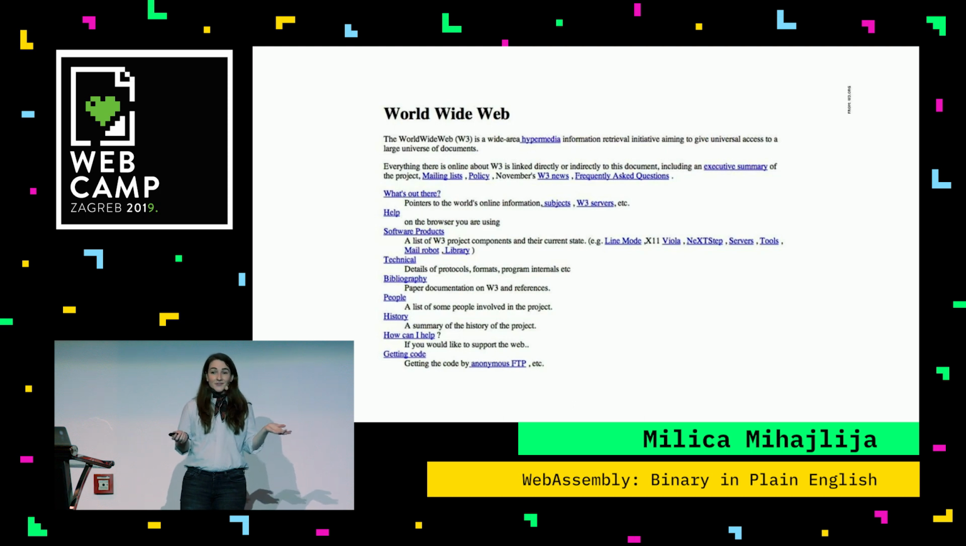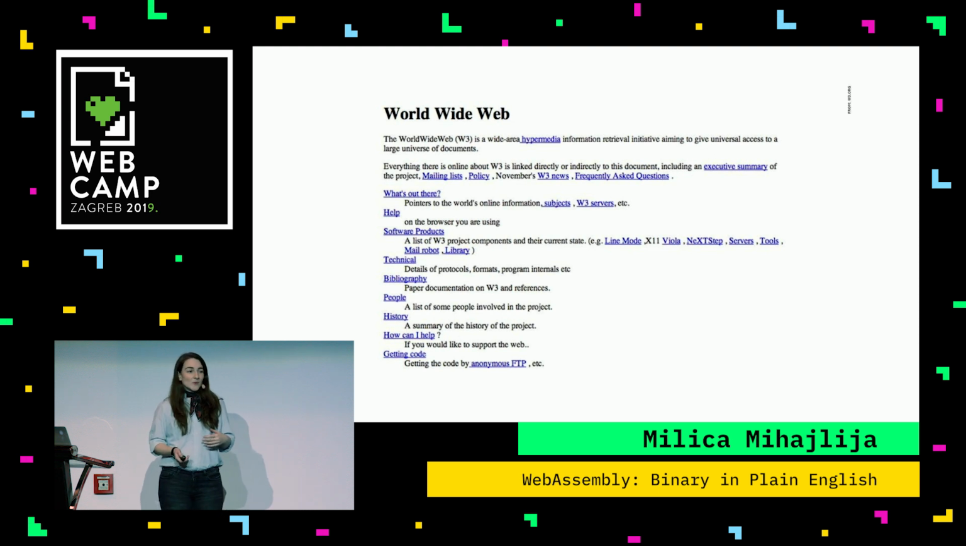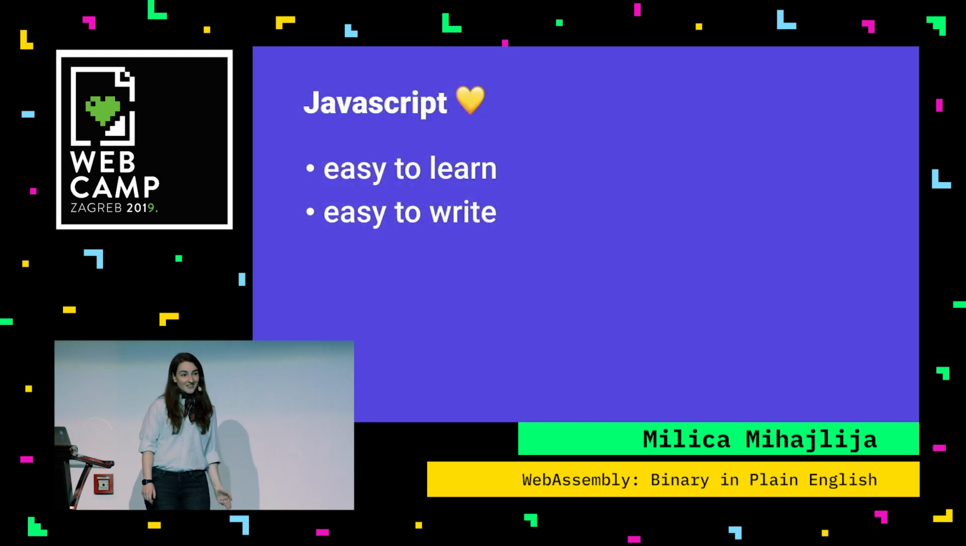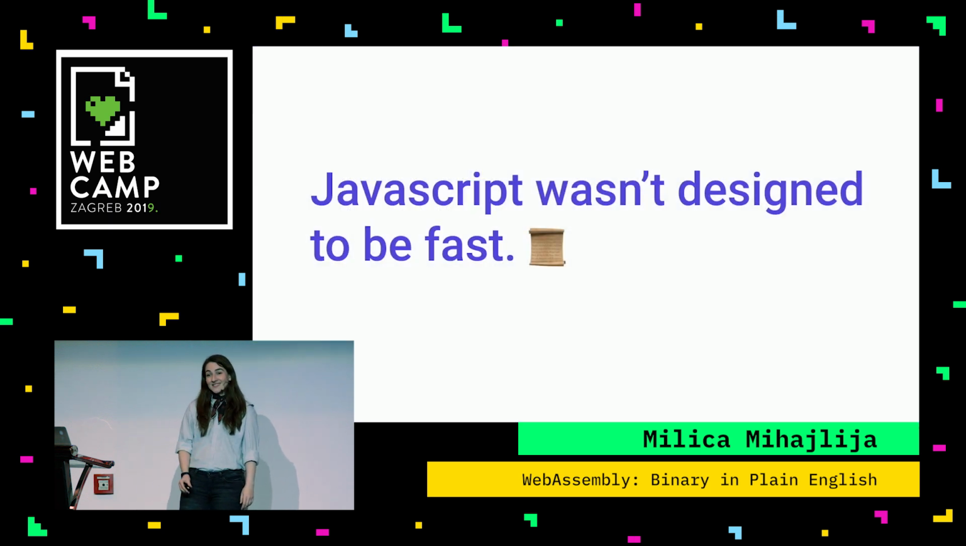This is a screenshot of the first website ever that Tim Berners-Lee published over 30 years ago. At the time, the web was just hypertext, text, and a little bit of links. JavaScript was invented at the time to bring some interactivity to the web. So it was designed to be easy to learn and easy to write. But it wasn't designed to be fast.